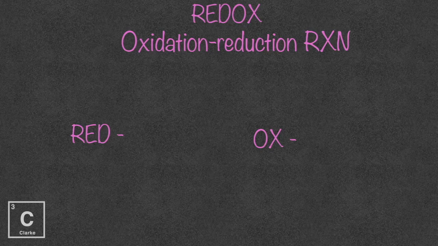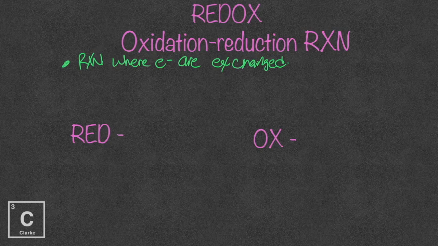Okay, so I keep saying this term redox reaction. Well, really, redox is a shortened version of oxidation reduction reaction. Yes, I realize the order got switched up, but I guess redox just sounds better than oxred. Let's get a definition for oxidation reduction reaction. Now, at the most basic level, a redox reaction is where electrons are exchanged. An oxidation reduction reaction is a reaction where electrons are exchanged.